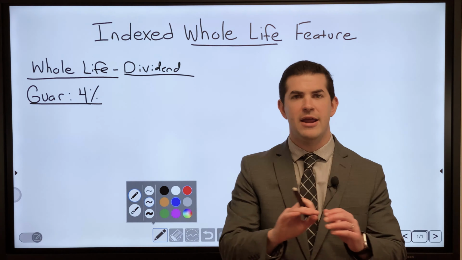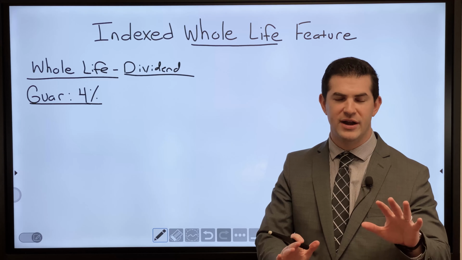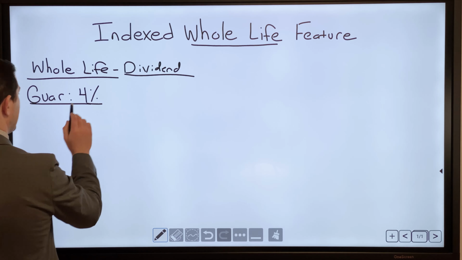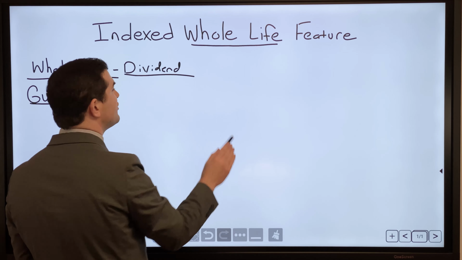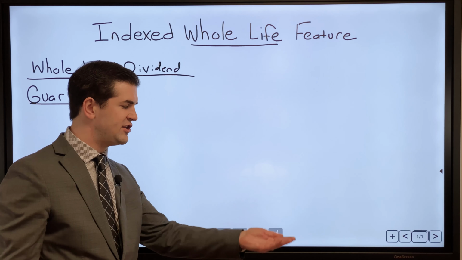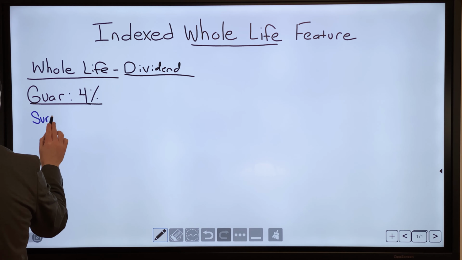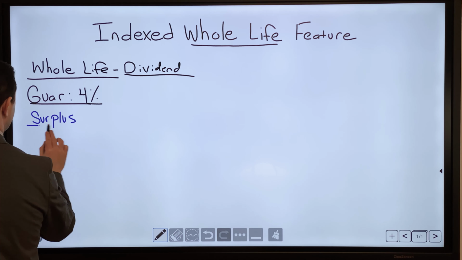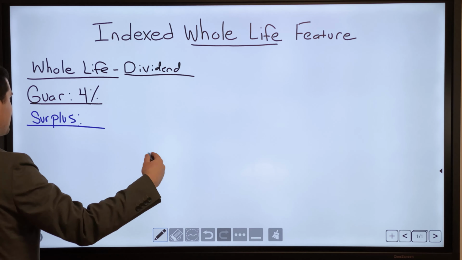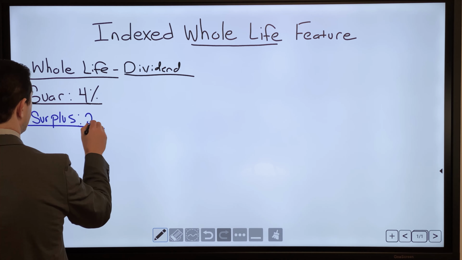I say gross because all rates, guarantees, dividend indexing is credited after the company's insurance expenses and mortality charges. But to get back on track, guaranteed rate of 4%, and because it's a whole life insurance, that guaranteed rate always exceeds my cost of insurance, and that's why I see my values go up. Now, a company will declare a surplus each year if they have a surplus, meaning after all of their costs, expenses, payouts were made, they have a surplus in earnings.